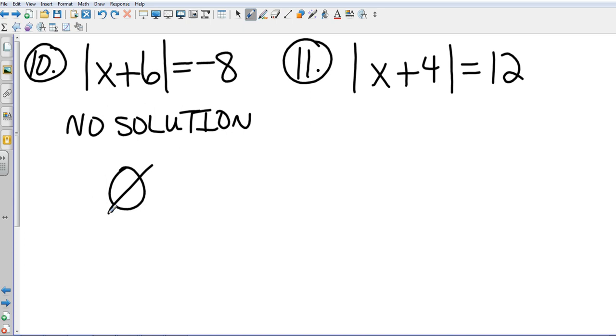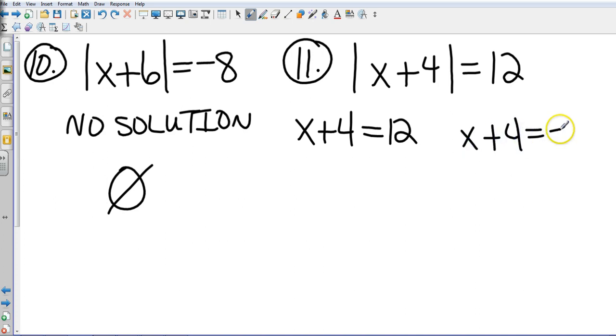How do I set up my first equation? Hunter. X plus 4 equals 12. First equation is just what's written without the absolute value bracket. What that's saying is there's a number in here that has a distance of 12. Do you agree? Okay. What's the second one? Kinsey. Sorry, I lost my paper. X plus 4 equals -12. X plus 4 equals -12.